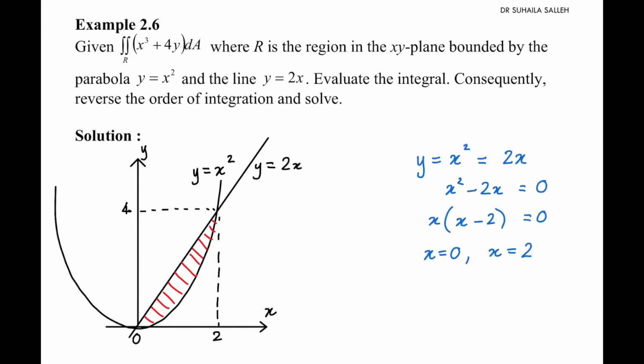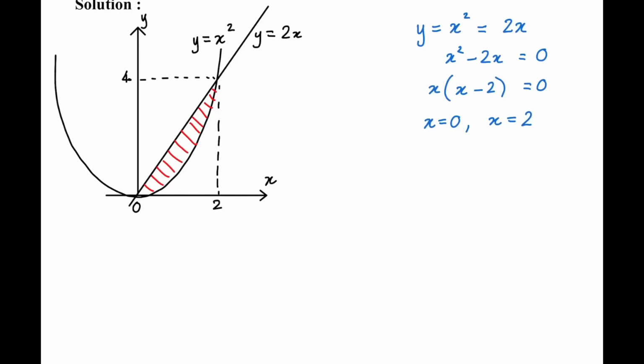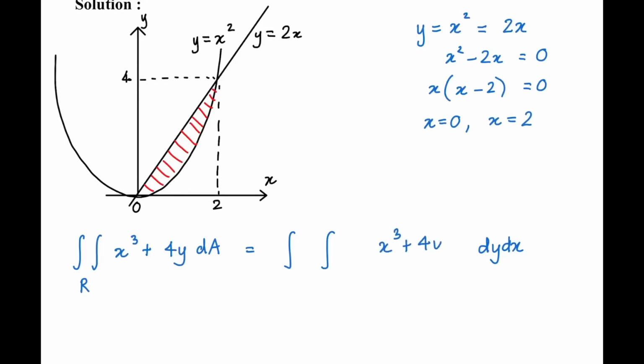Second step, we want to evaluate this. This is what you want to evaluate. Let me just bring this up. So our question is, integrate x cubed plus 4y dA over the region R. Now you have to decide the order of integration. Let's say I decide on dy dx, the same function, x cubed plus 4y. How do we start the order, the limits?